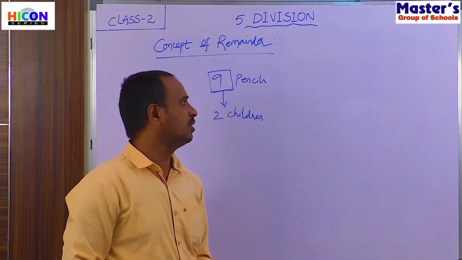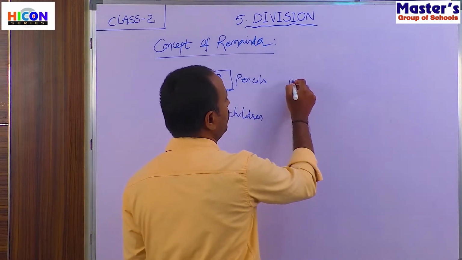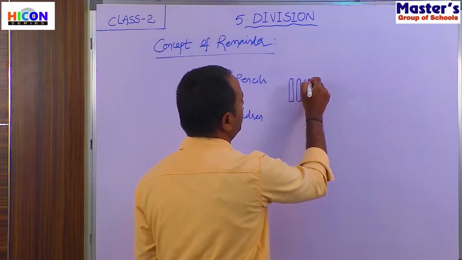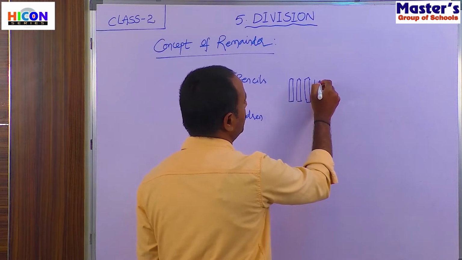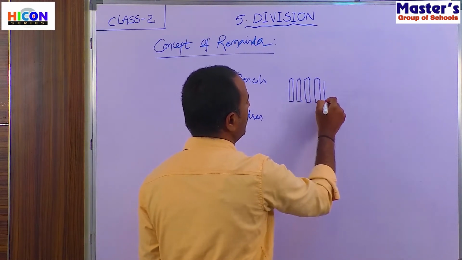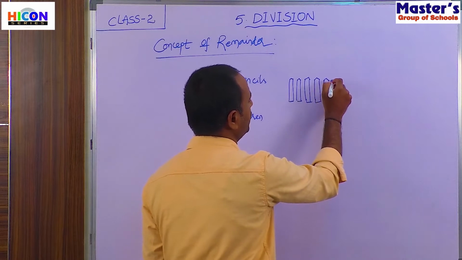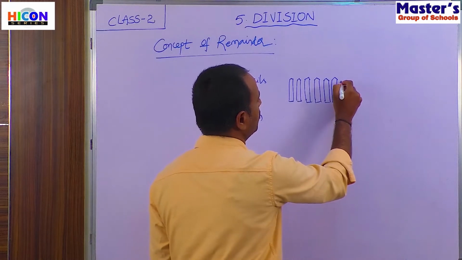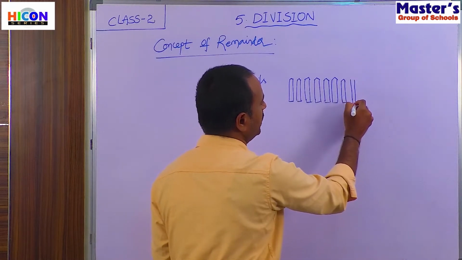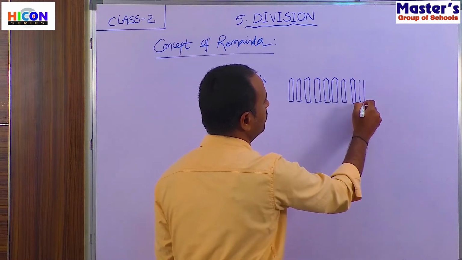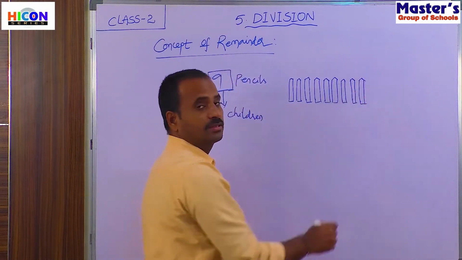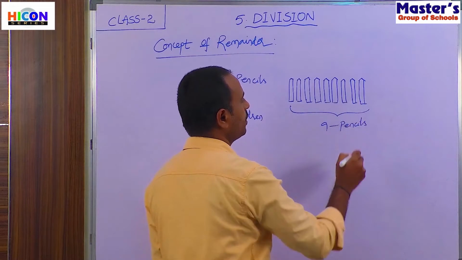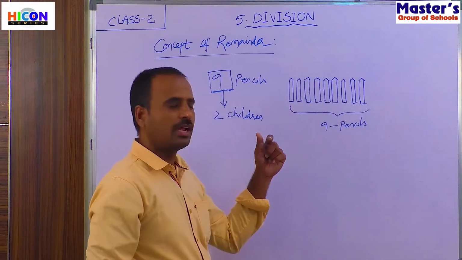Can we share the 9 pencils with 2 children equally? Let us see. In total, 9 pencils are there. This is the first pencil, the second, the third, the fourth, the fifth, the sixth, the seventh, the eighth, and this is the ninth pencil. So there are a total of 9 pencils.